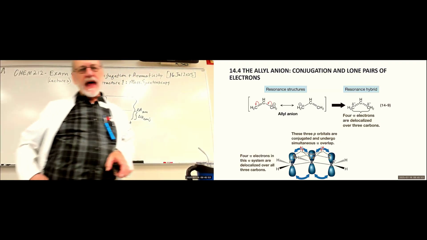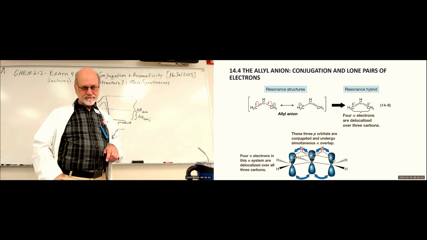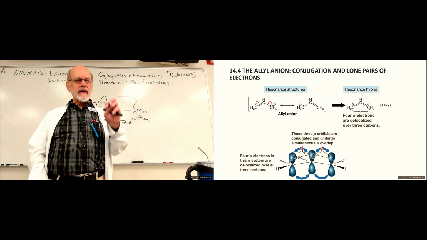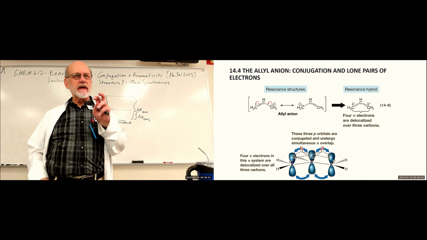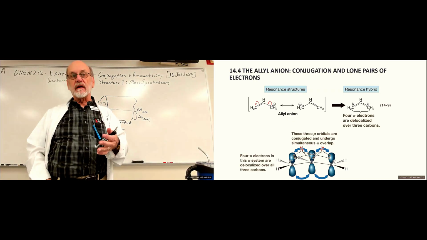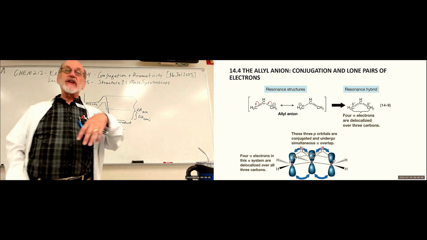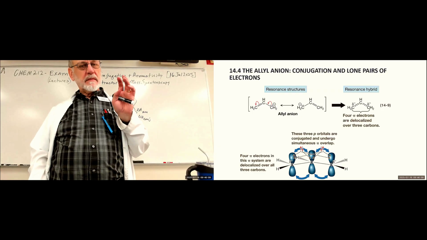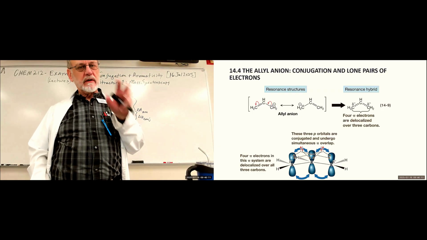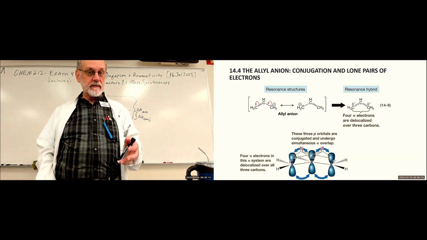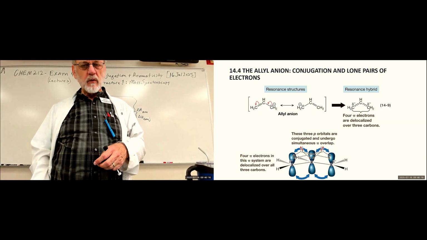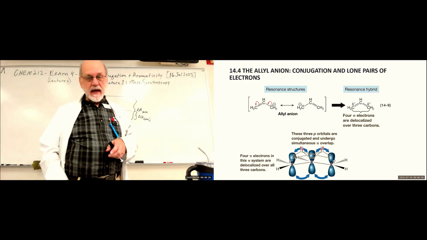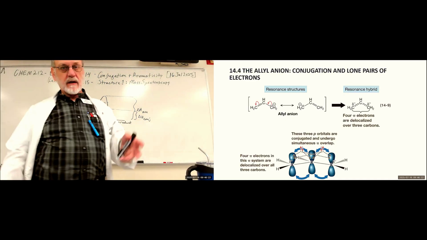Now, what would happen with an allyl anion? Remember what we were looking at earlier, where we had CH2 with a lone pair and a negative charge. That was our carbene. This is an extension of that, only now we have incorporated into this group a double bond, so we can resonate with it. We have 4 pi electrons delocalized over 3 carbons, and we also get conjugation.